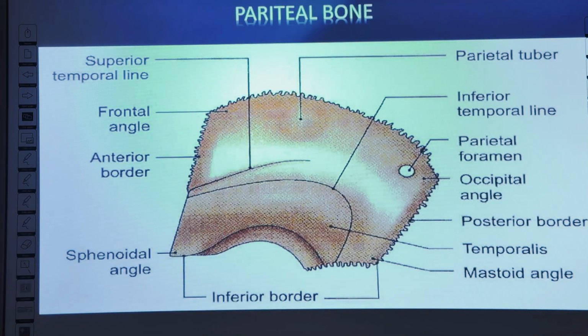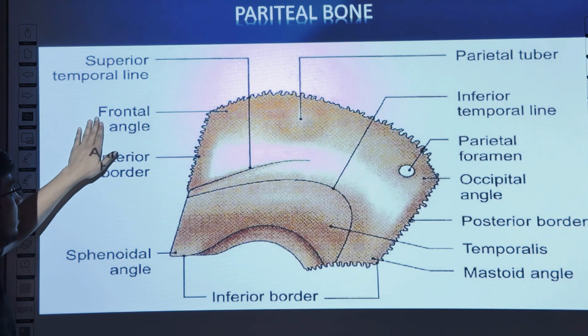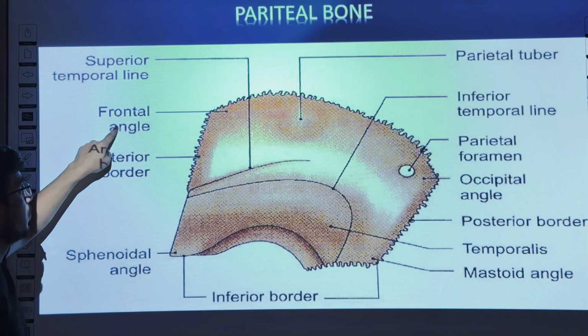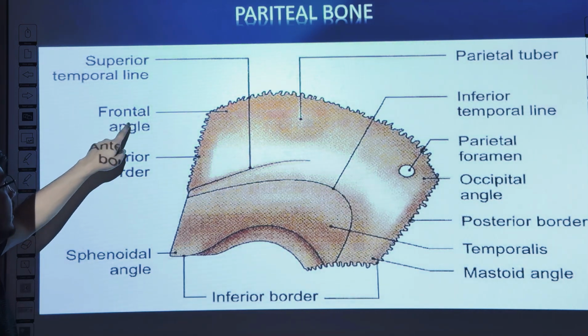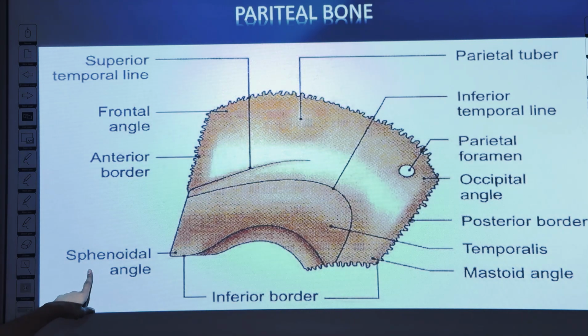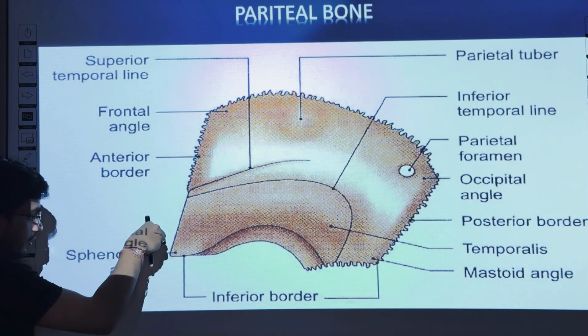Now we have the four angles. First one is the frontal angle. The frontal angle is also called the anterior superior angle because it lies anteriorly and superiorly. Then we have the sphenoidal angle. The sphenoidal angle is called the antero inferior angle because it lies anteriorly but inferiorly.